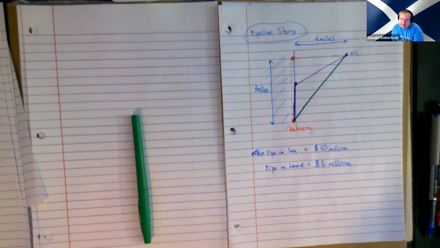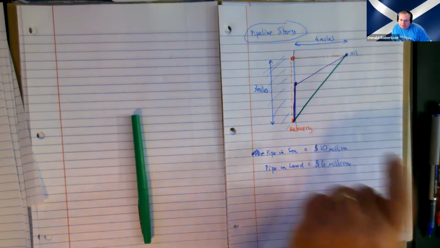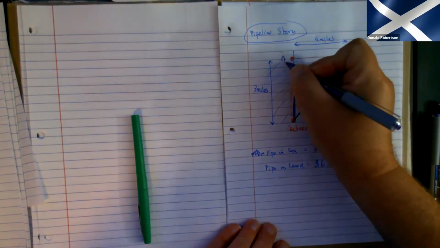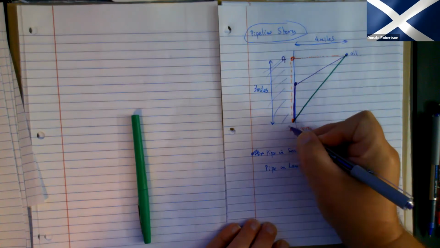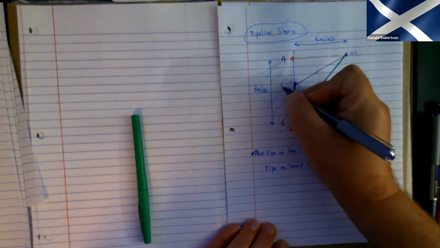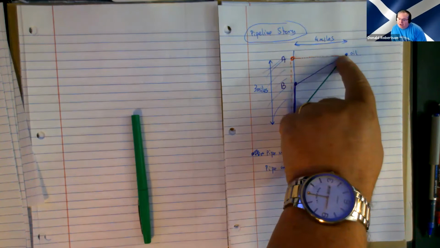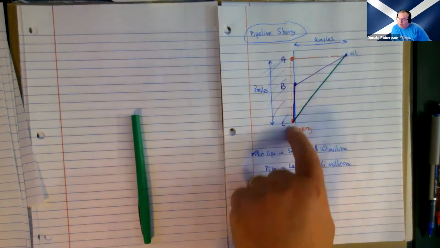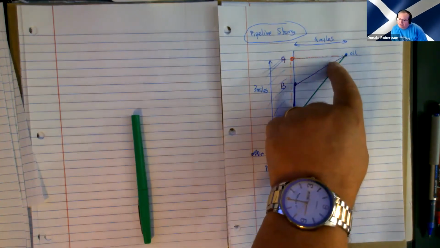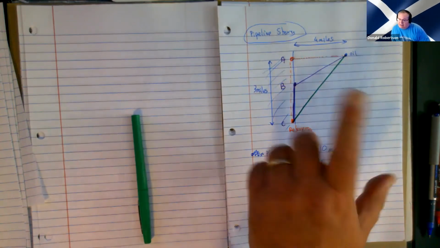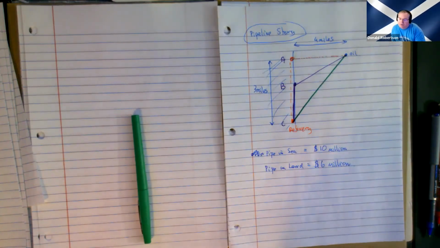So the question is, where do you build the pipeline? Do you build it at A? Do you build it at C? Or do you build it at B? And whereabouts should B be to minimize the cost? For instance, it might be halfway between here and there. Maybe it's a little bit closer to A, maybe it's a little bit closer to C.